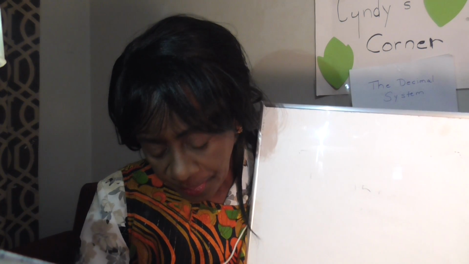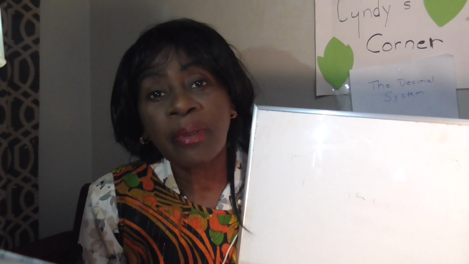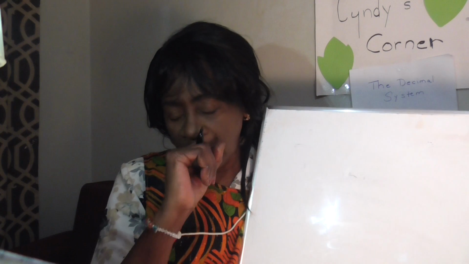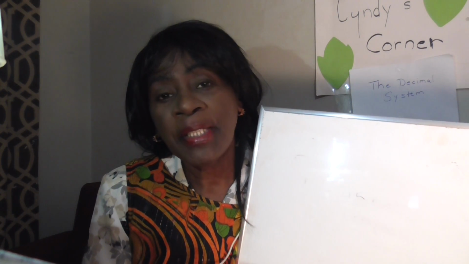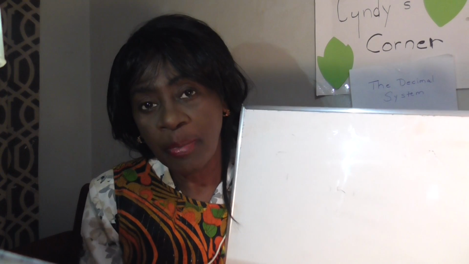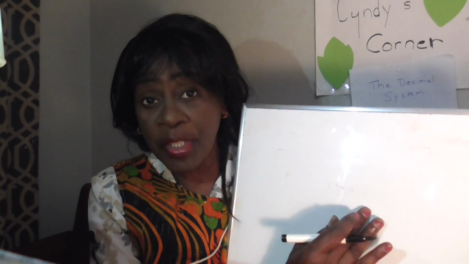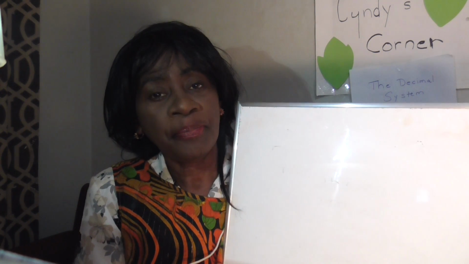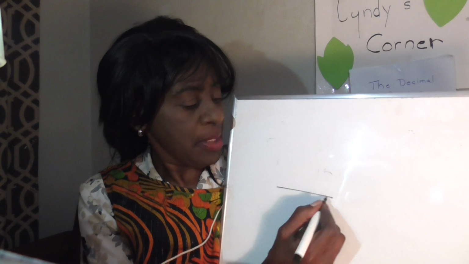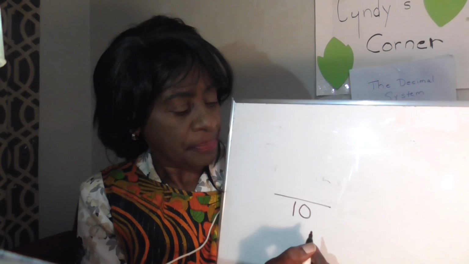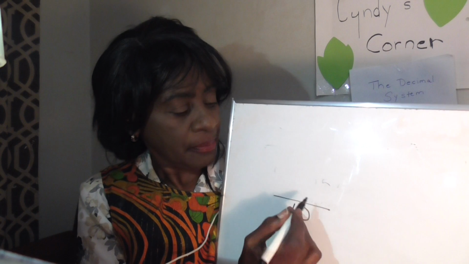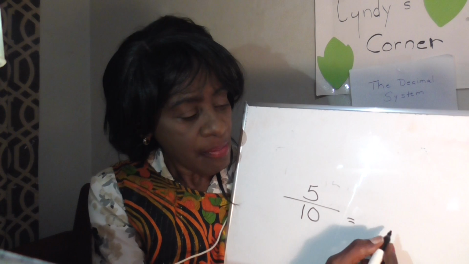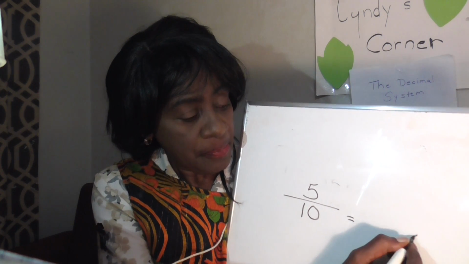Decimals represent numbers in the fraction form with the power of 10. What do we mean? We just discussed the numerator and the denominator. So the denominator is the number on the bottom of a fraction. With decimals, the denominator has the power of 10. How do we write 5/10 in decimal form? 0.5.